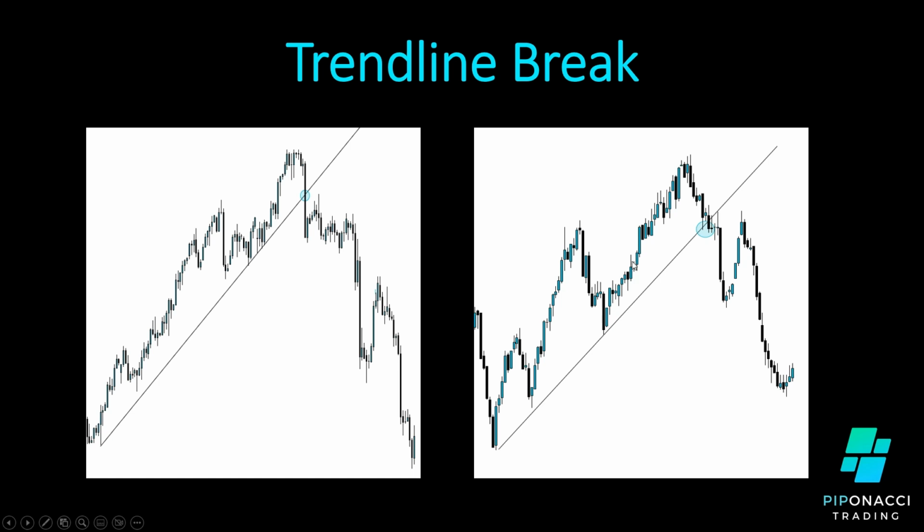Exact same on the right-hand side. You had a touch here, a touch there, a touch there. Price then broke the trend line at the blue circle, and exactly the same thing happened. Break, retest of that structure. So you could even call this almost like a head and shoulders. Same with this, and then a retest.